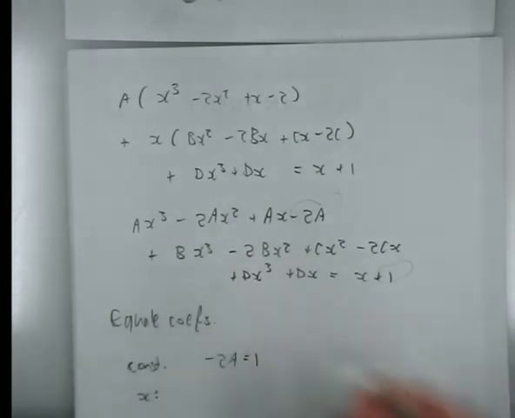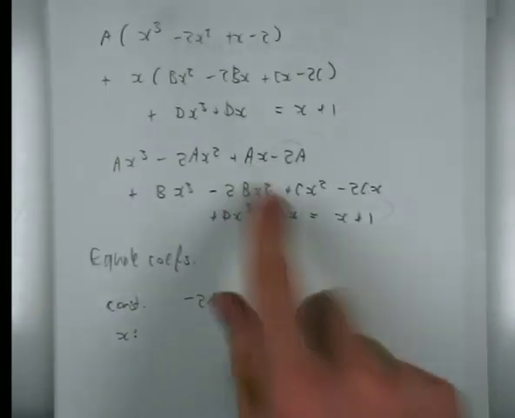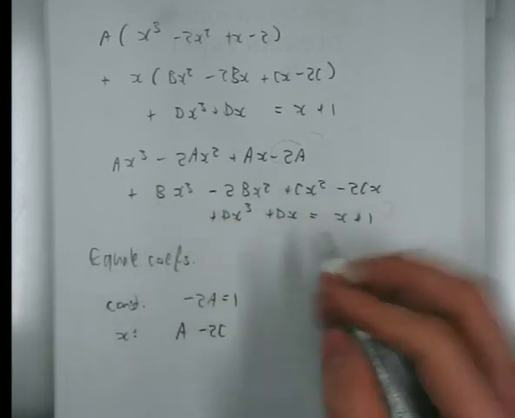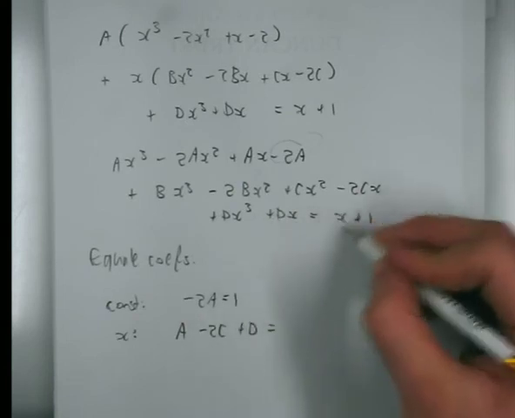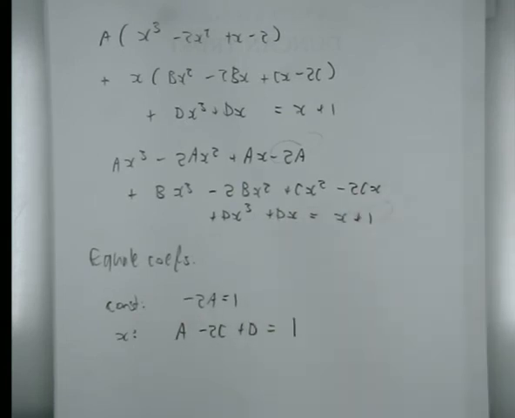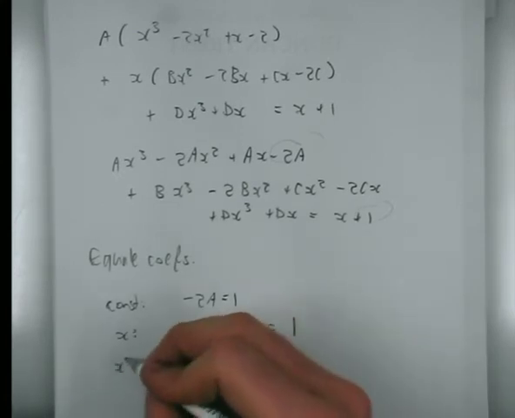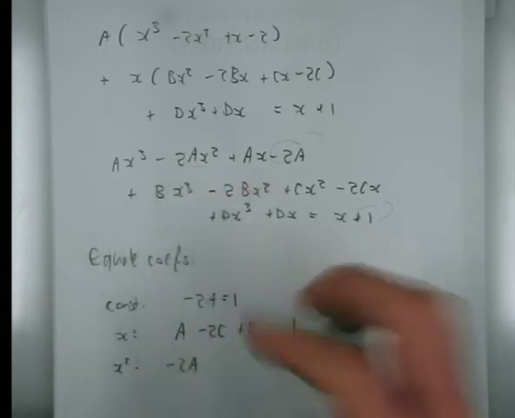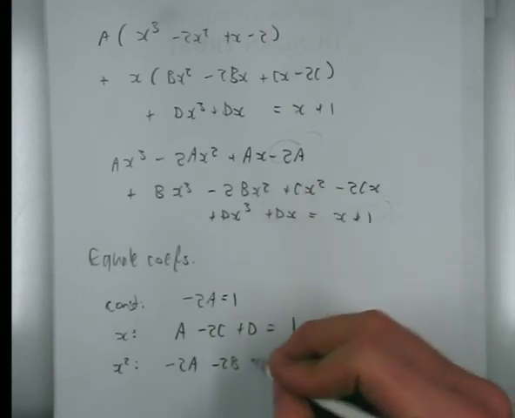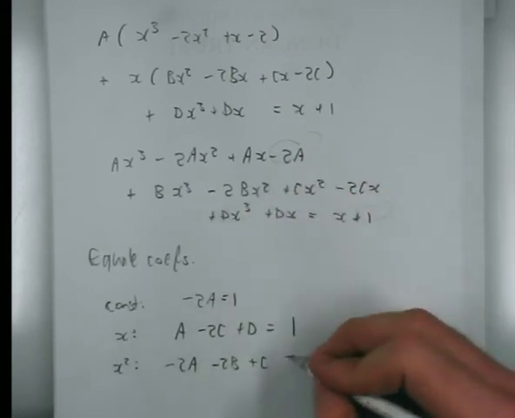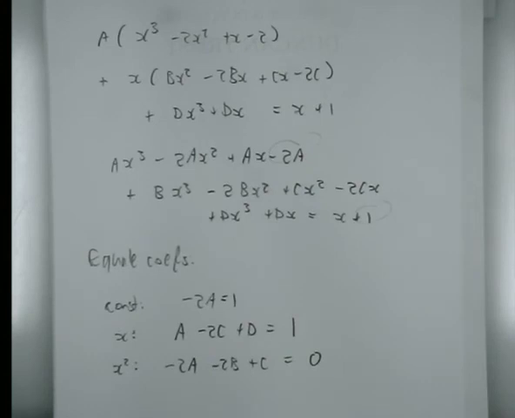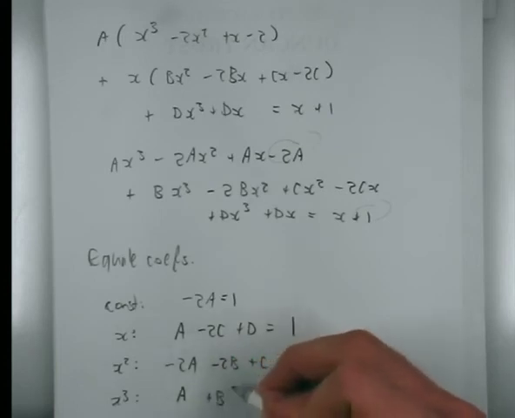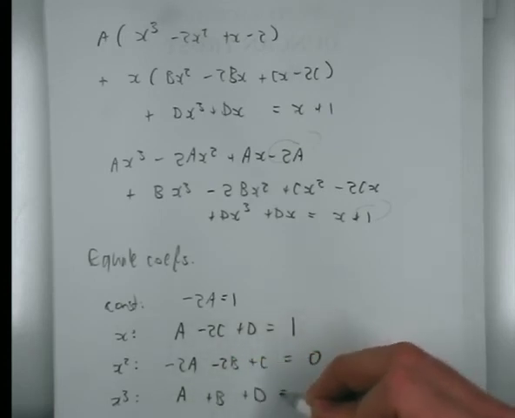My x term, there's an x there, so that's giving me an a. And there's an x here, that's a minus 2c. And there's an x here, so that's a d. And that's coming out to 1x. So I've got 1x. And my x squared term, I've got minus 2a from that one, a minus 2b from that one, a c from that one, and that's it. And there isn't an x squared term, so that's 0. And the x cubed, ax cubed plus bx cubed plus dx cubed is 0 as well.